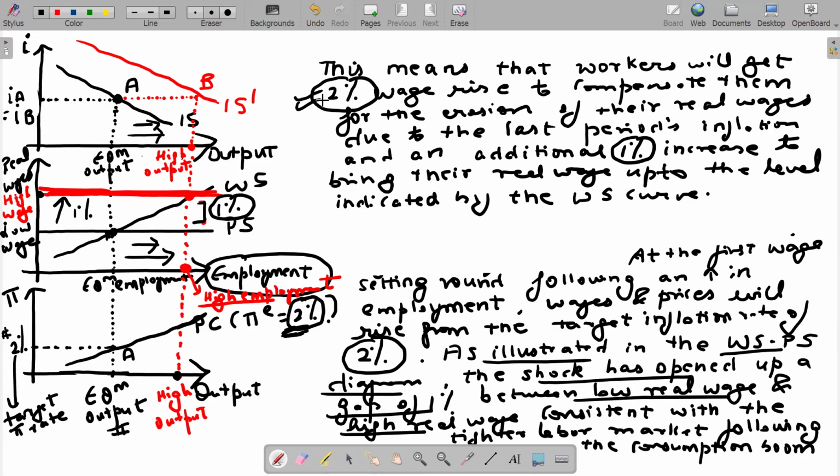So I can write this point. In this case, wages rise by 3%. And when I say wages, it means nominal wages. So I can be more precise so that students are not getting confused. In this case, nominal wages rise by 3%.